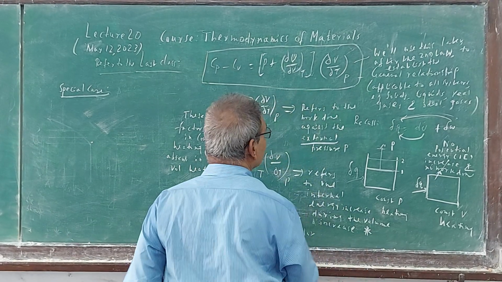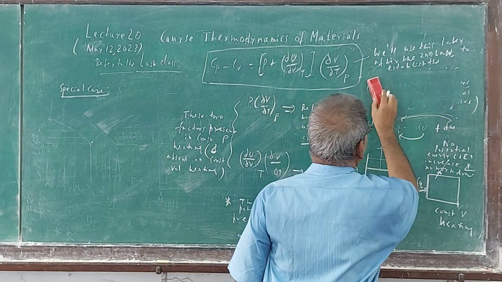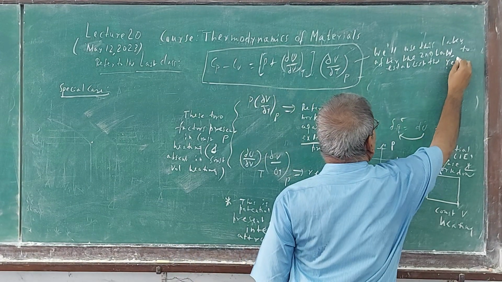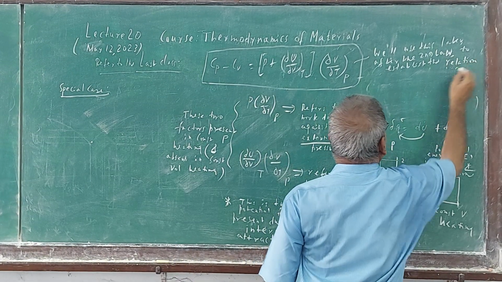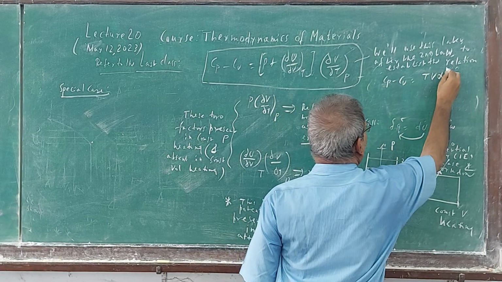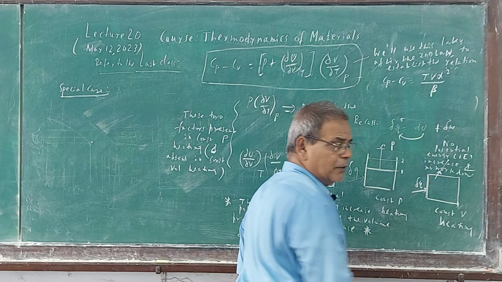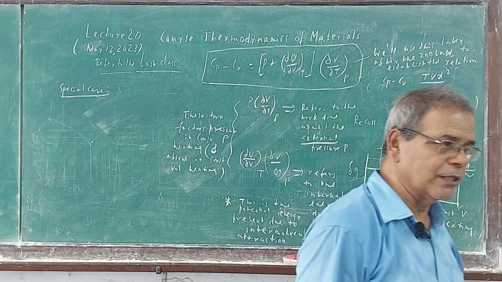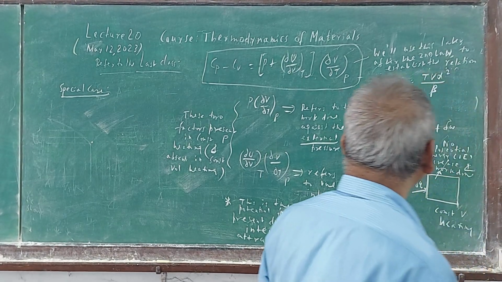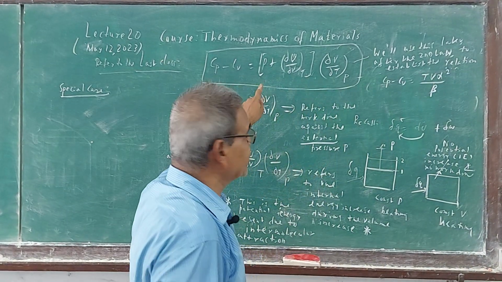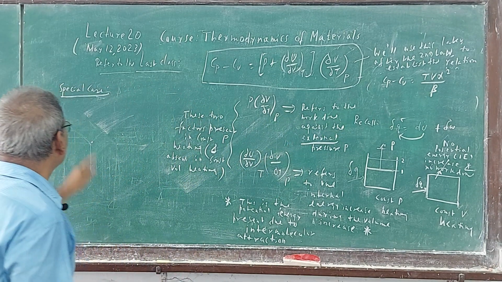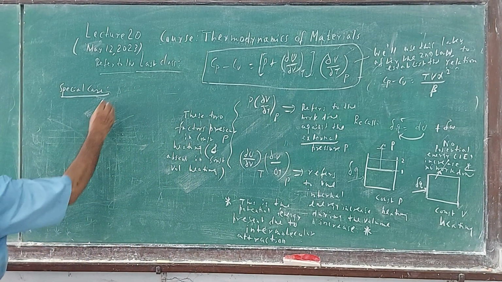To establish the relation Cp minus Cv is T V alpha squared by beta. If you know this beforehand, you will be watchful about this. So we will start from this point and establish it. The special case is the ideal gas.